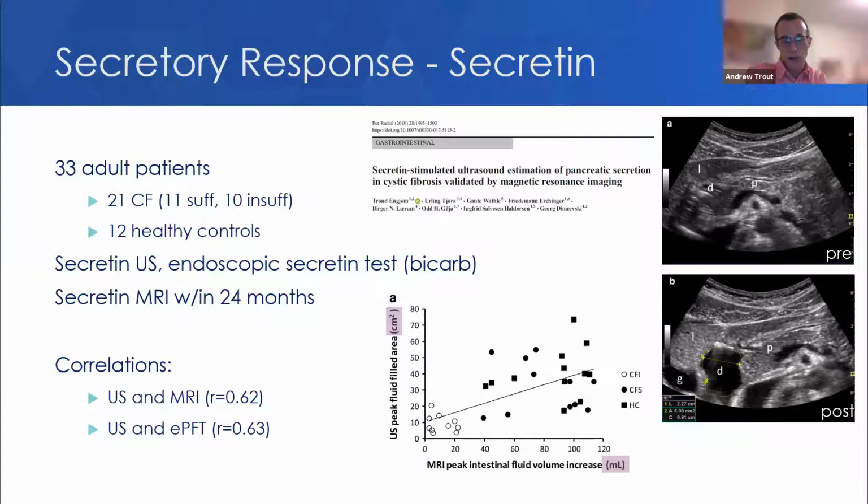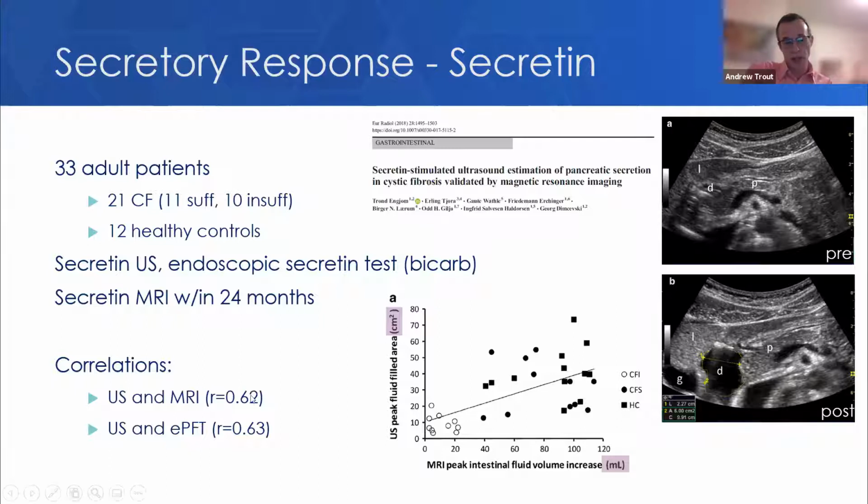So if there's significant fluid reflux into the stomach, which we know occurs, or significant downstream flow, it may not quite fully represent the secreted fluid that you're actually seeing. That said, there is some evidence to suggest that there is correlation between this method and other methods. So a study of 33 adult patients, 21 with cystic fibrosis, about half of which were insufficient, and then 12 healthy controls. And they compared both to MRI as well as to an endoscopic secretin test measuring bicarbonate.